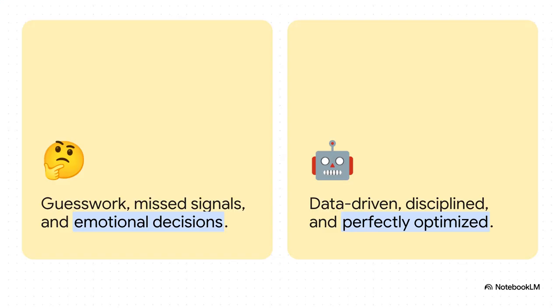And this really gets to the heart of it. It's like a tale of two traders, right? On one side, you've got the chaos of manual trading. It's guesswork. It's missed signals. It's all driven by emotion. But on the other side, you have a strategy that's data-driven, totally disciplined, and optimized to perform. It executes perfectly every single time. Today, we're making that leap from Trader 1 to Trader 2.